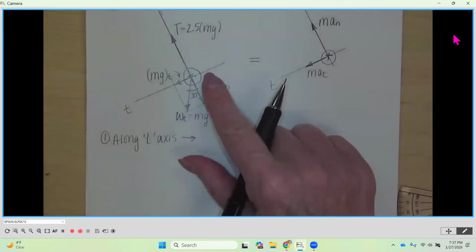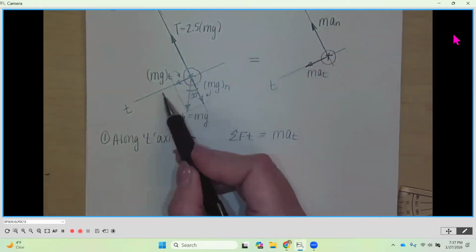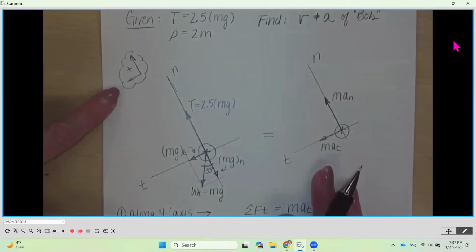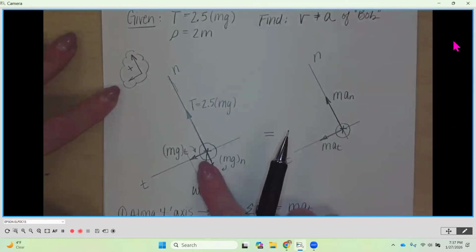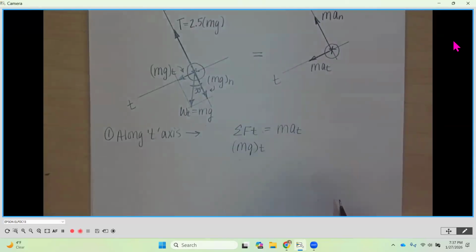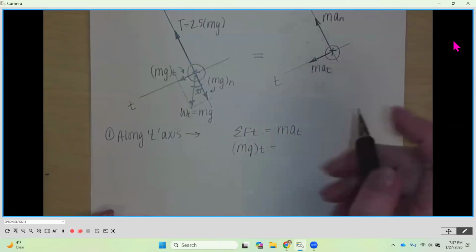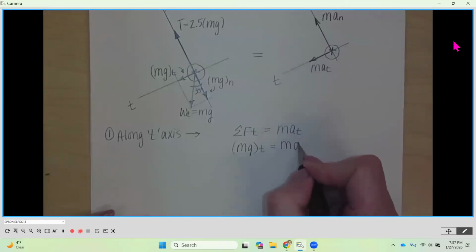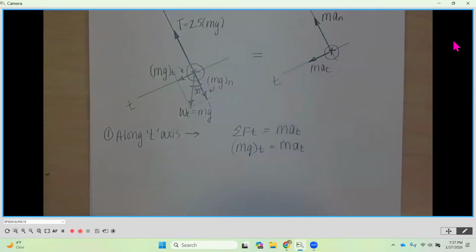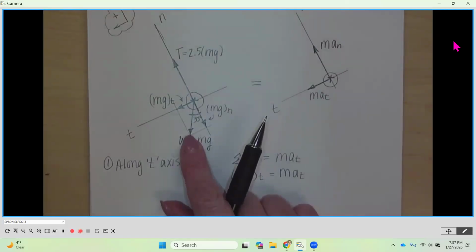So we're just looking here and here. Just looking along that t-axis, and remember, our convention says down and to the left is positive. On the left-hand side, we're going to say mg tangential is going to be equal to, also in the positive direction, m acceleration tangential. Now, mg tangential is a component of our weight.